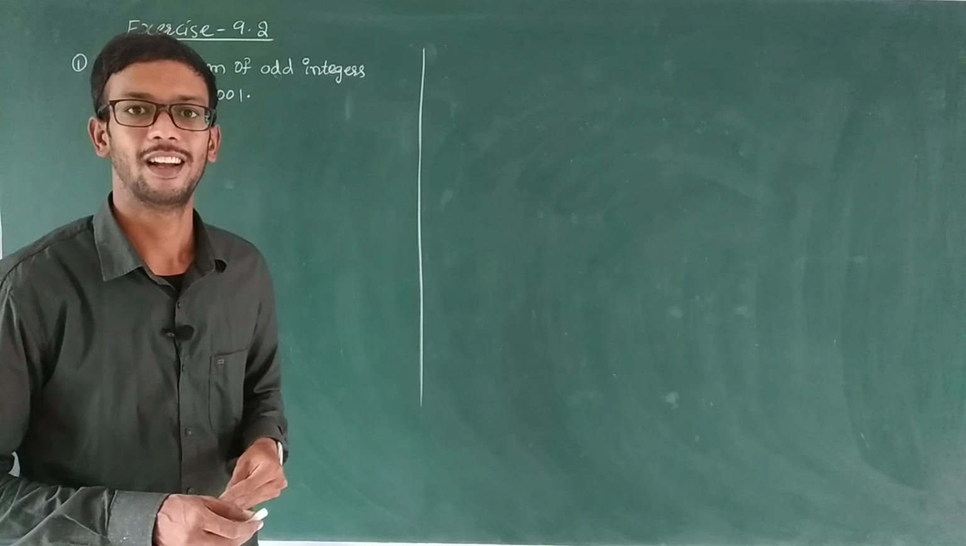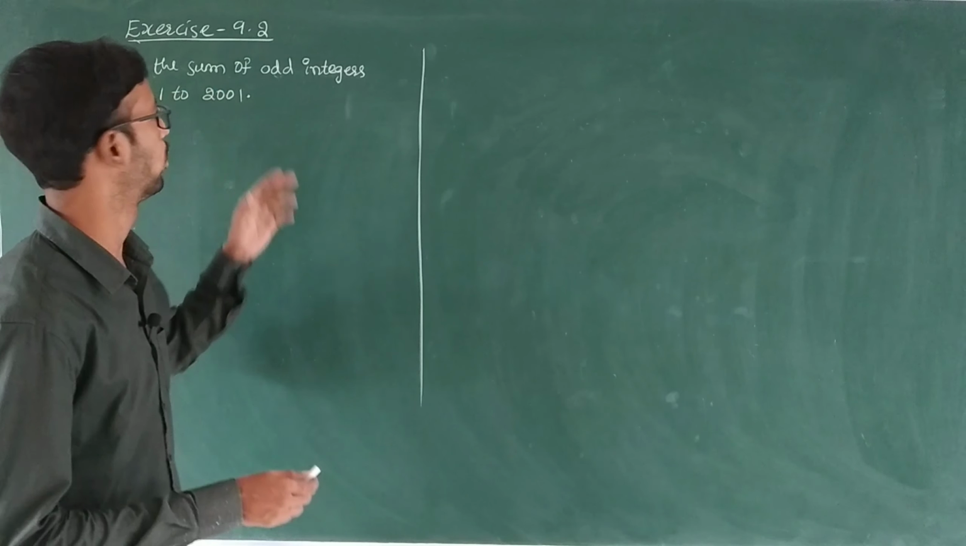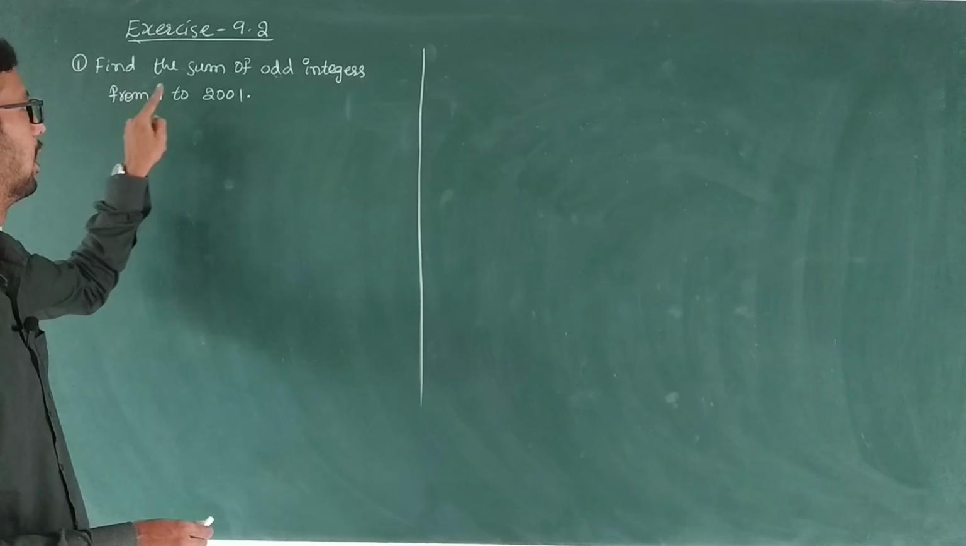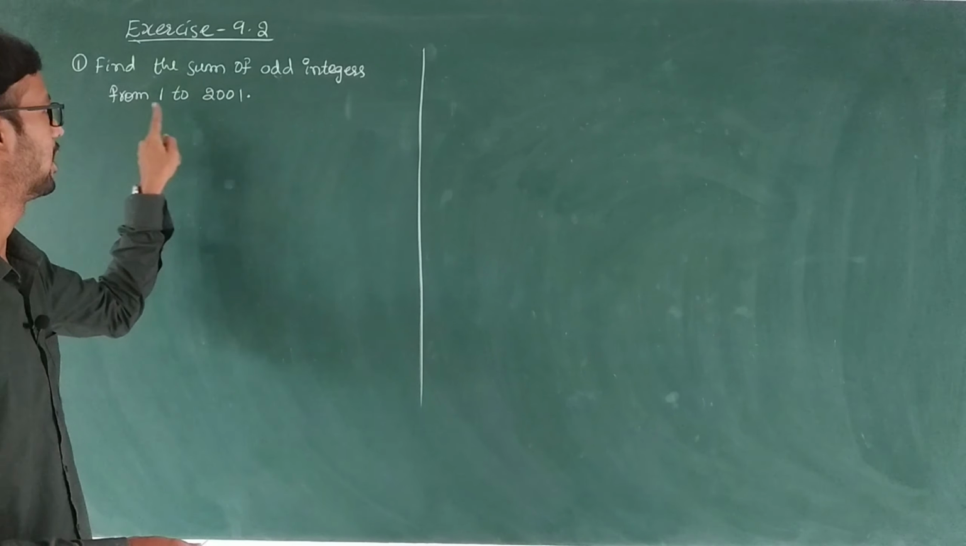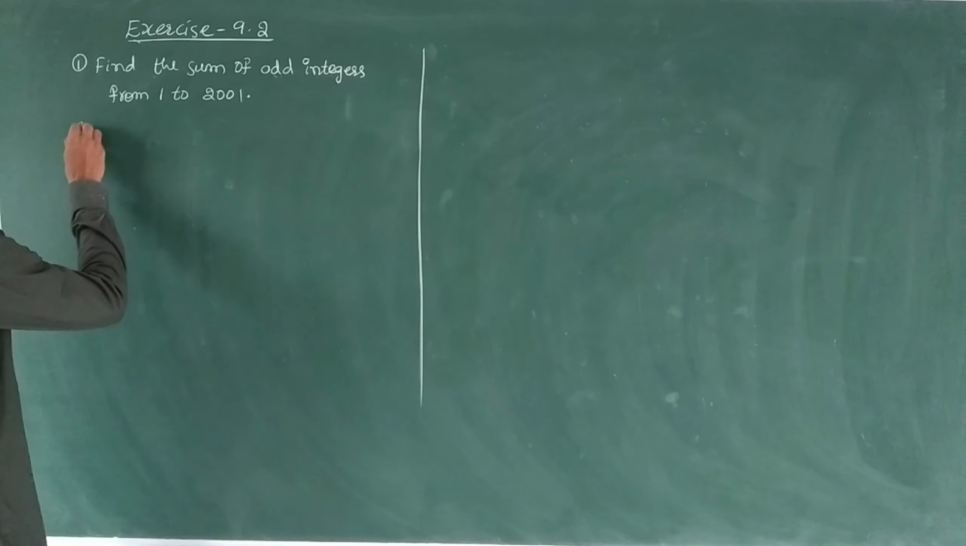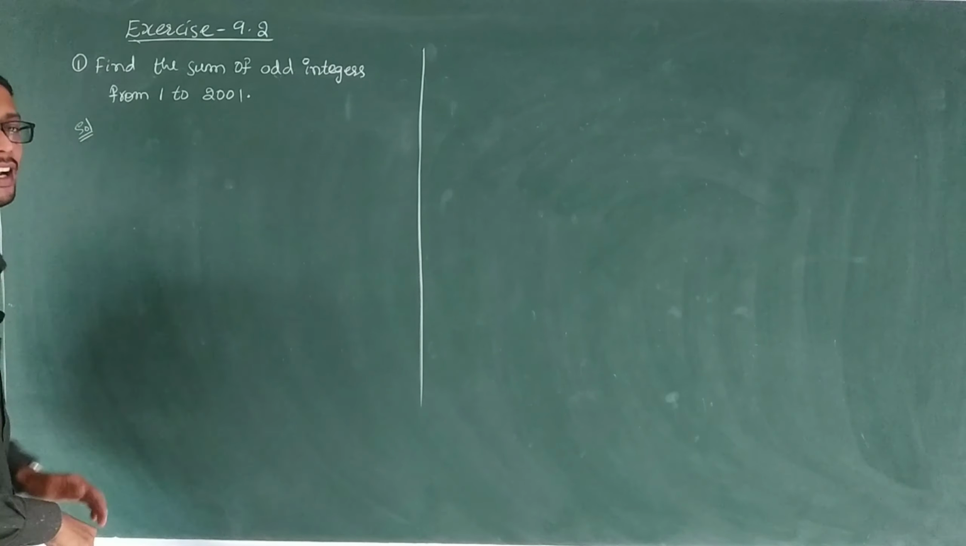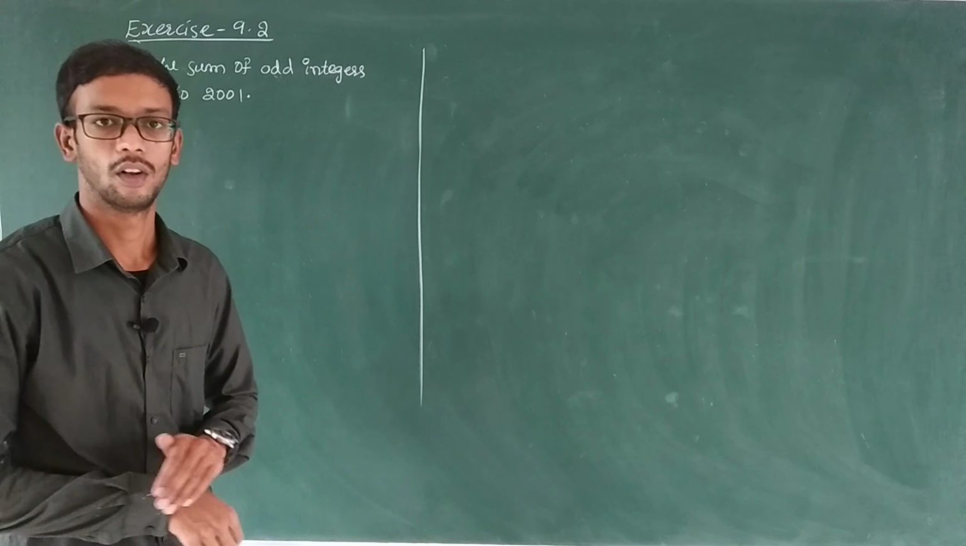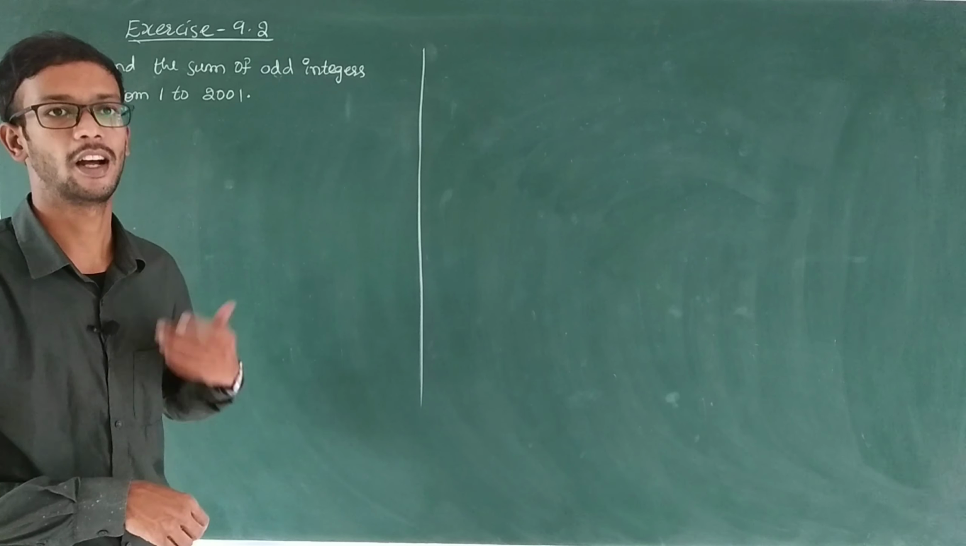Now we start exercise 9.2. Problem number 1. Find the sum of odd integers from 1 to 2001. We have to take only odd integers, then make the sum.